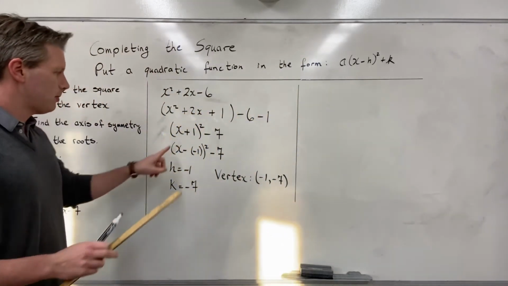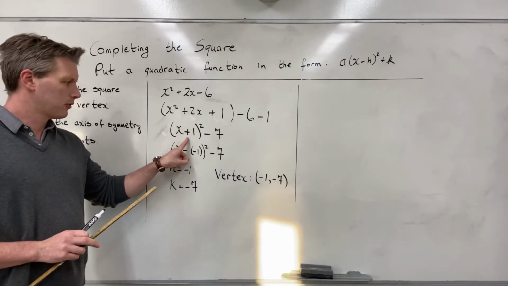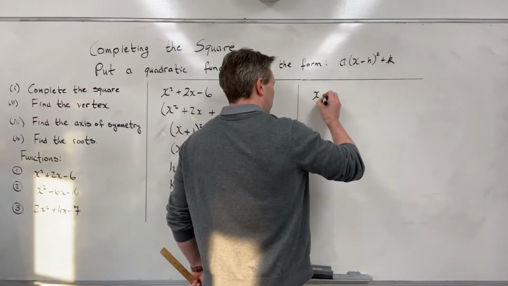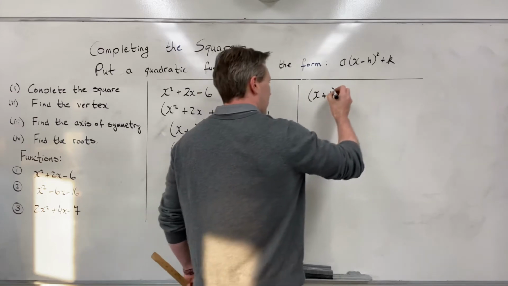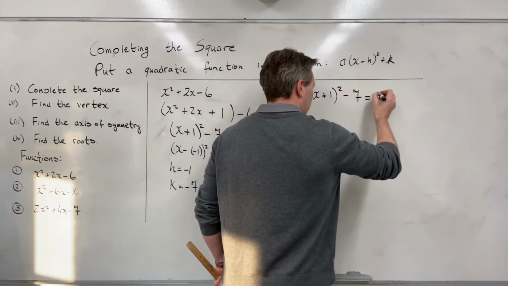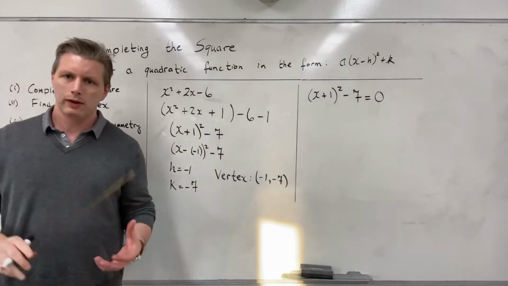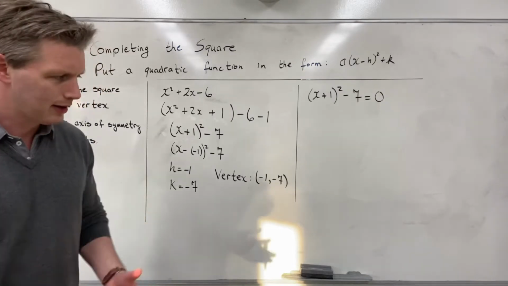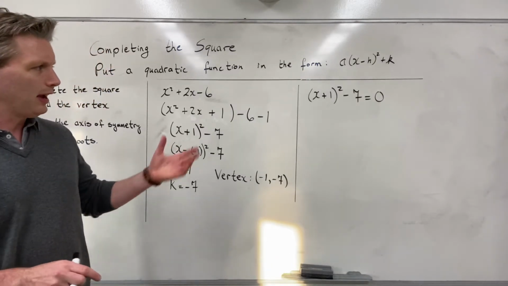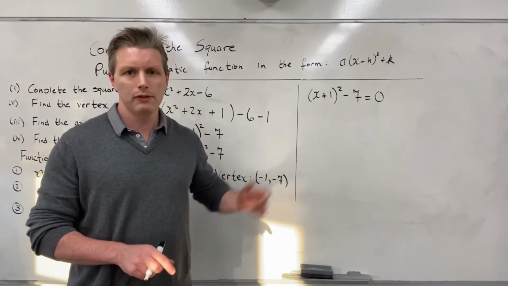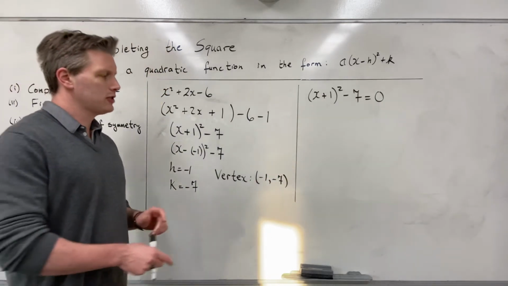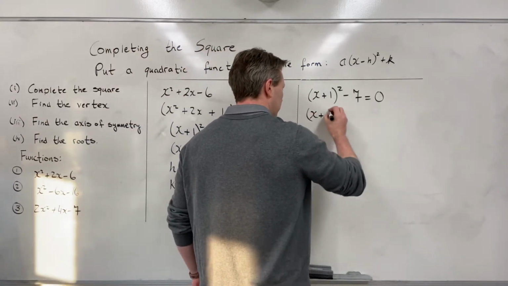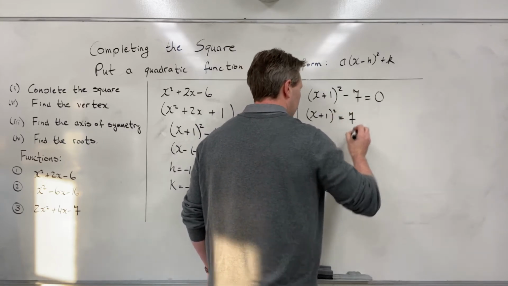Since I'm already in this form, I've already completed the square, I'm going to let this x plus 1 squared minus 7 equal to 0. Remember, we let our function equal to 0 in order to find the roots, the solutions, the x-intercepts, whatever you want to call them. If x plus 1 squared minus 7 is equal to 0, what I really have to do is just solve this equation now. First thing I'm going to do is bring my 7 to the other side. And so I get x plus 1 squared is equal to 7.